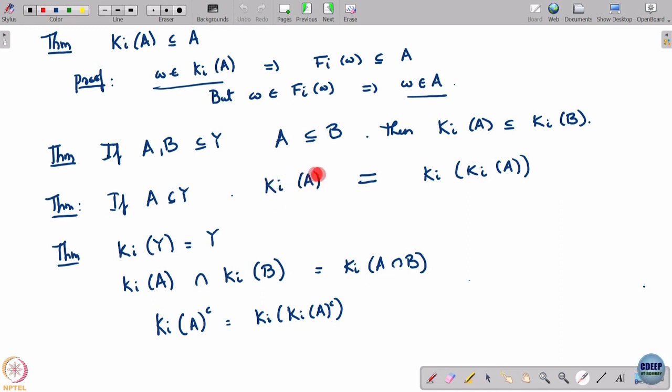That the knowledge operator is essentially self-aware, which means that when i knows A, i also knows that i knows A, and so on. And knowing A and B is the same as knowing the intersection of A and B. Okay, so knowing A and knowing B is the same as knowing A and B. And then finally, that if you take Ki of A complement, that means if you take the event that player i does not know A, then player i knows that he does not know A.